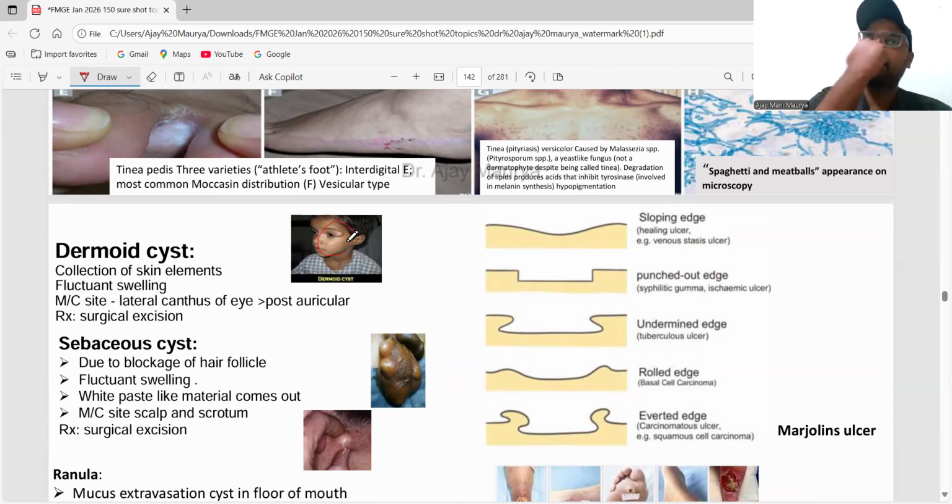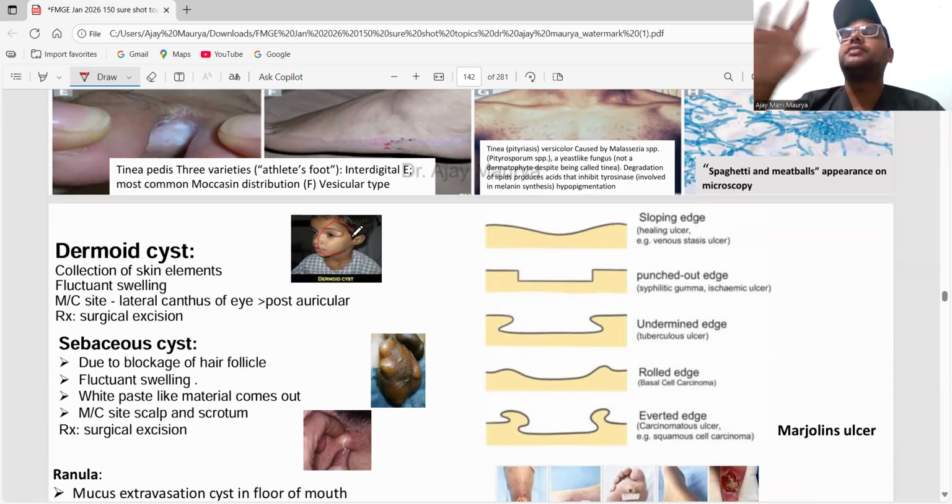Any furuncle? No, this is going to be a cyst. Now, how do we decide if it is lipoma or cyst? This is your work: try to differentiate between cyst and lipoma. This is the dermoid cyst. Why is it dermoid? Derma means skin. It means a collection of skin elements.